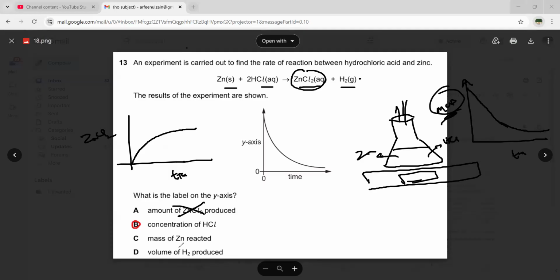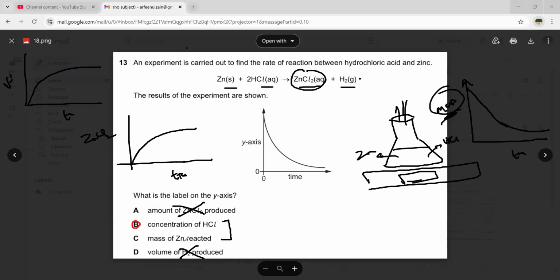It cannot be the volume of hydrogen, because hydrogen is a product. So if it is the volume of hydrogen, in the beginning no hydrogen, then it increases and then it will be constant. So it cannot be D. What are we left with? We are left with either B can be the answer or C can be the answer.